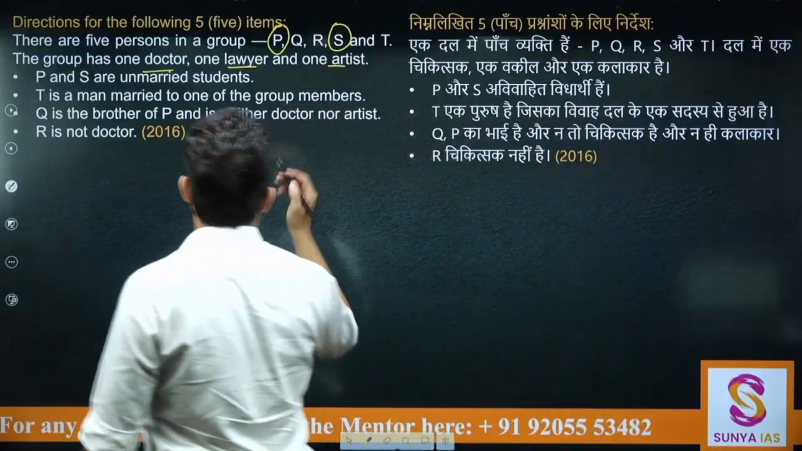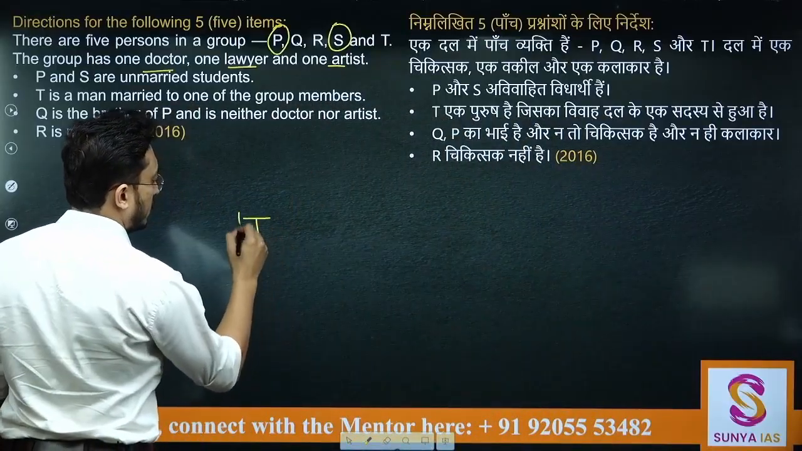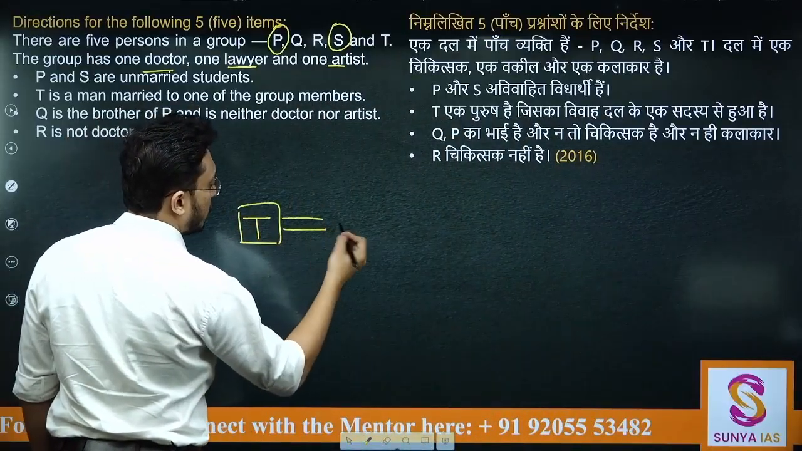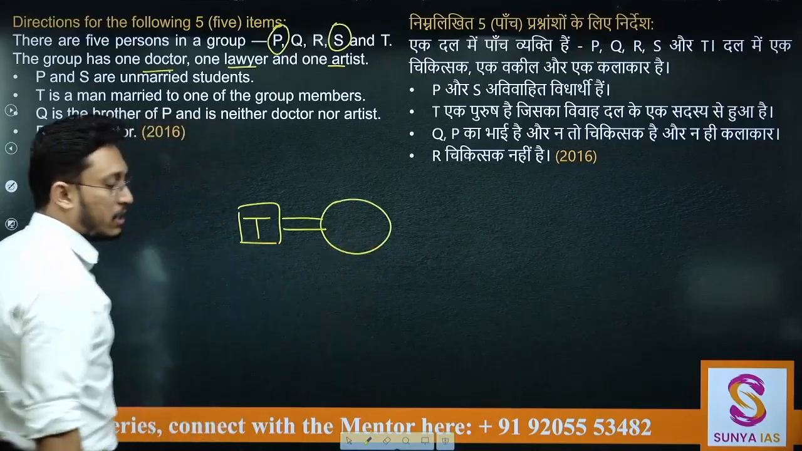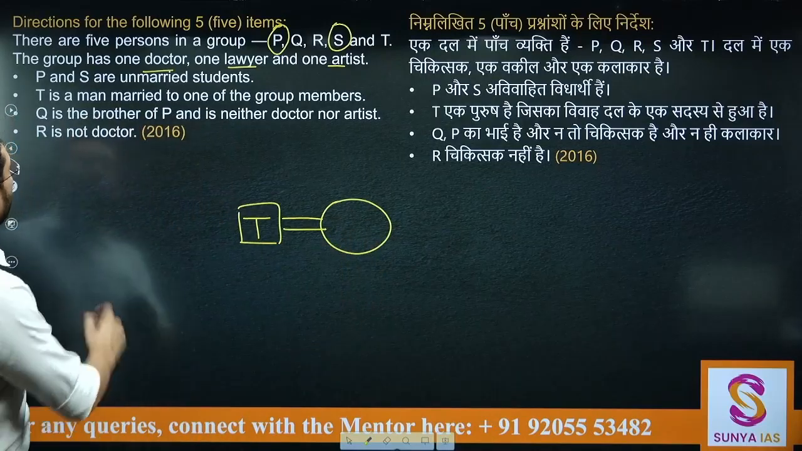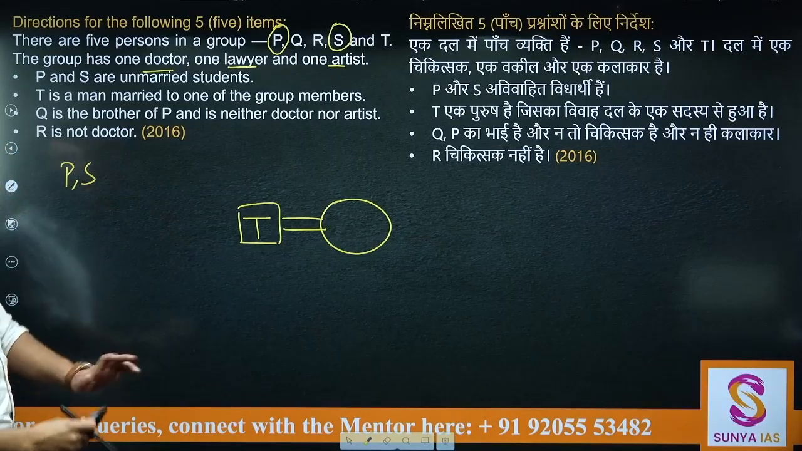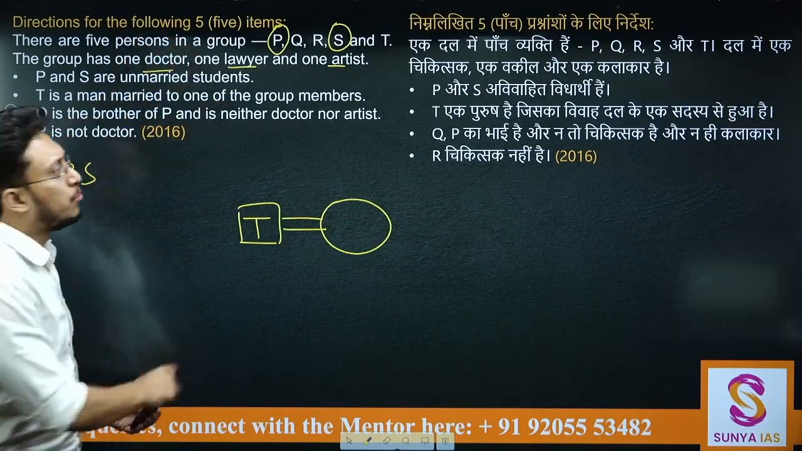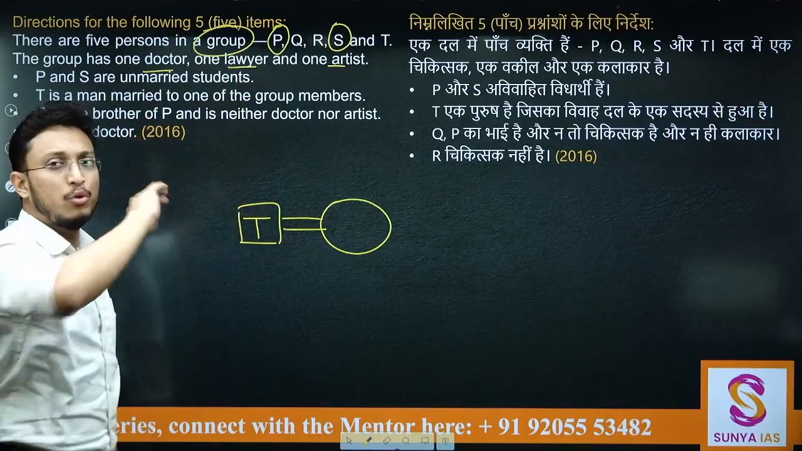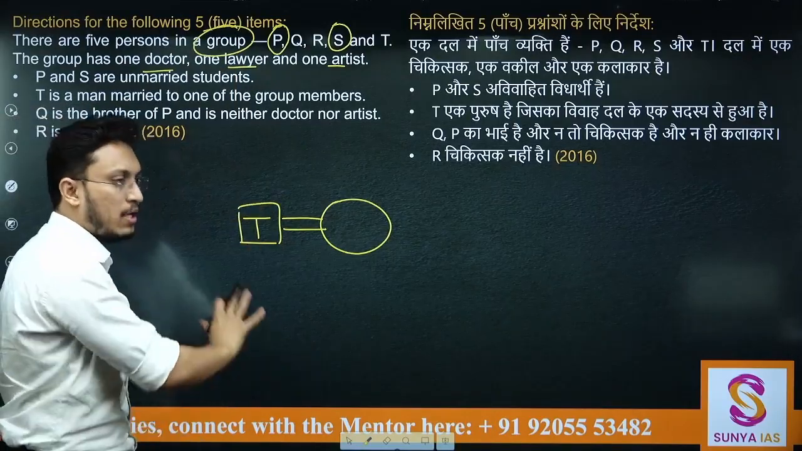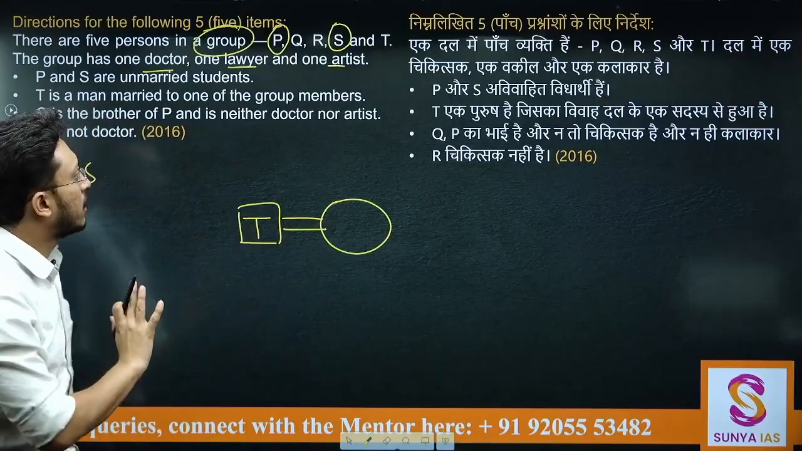So अब T is a man married to one of the group members. किसी के साथ शादी करी है T ने. This is what we know. P और S जो है वो unmarried है. And just see, they are talking about a group. ये family नहीं है, ये group की बात हो रही है. तो family tree नहीं बनेगा, बस आपस के relations हम बना सकते हैं यहाँ पर.